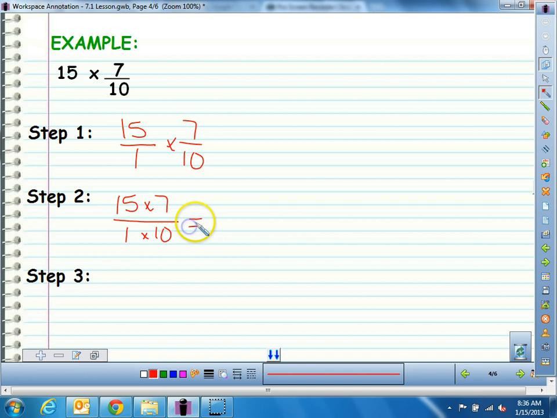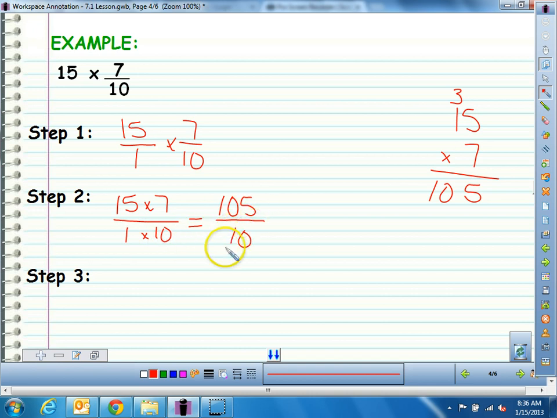Well, let's figure out what it is. I don't know what 15 times 7 is, so I'm going to go over here and multiply it out. 7 times 5 is 35. 7 times 1 is 7, plus 3 is 10. So 105 is my answer, so that's my top number, 105. My bottom number, 1 times 10, is 10.